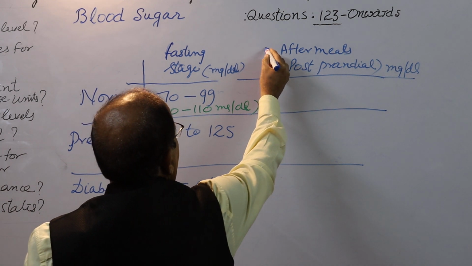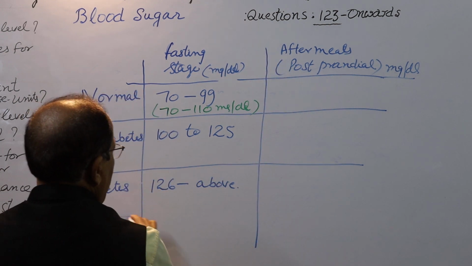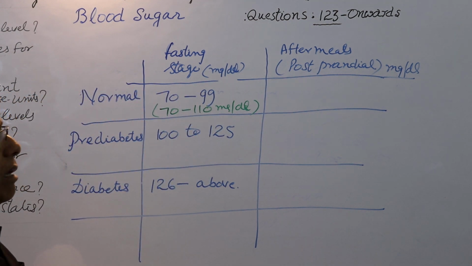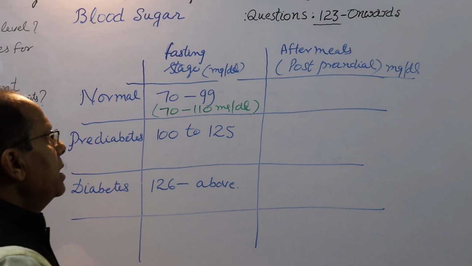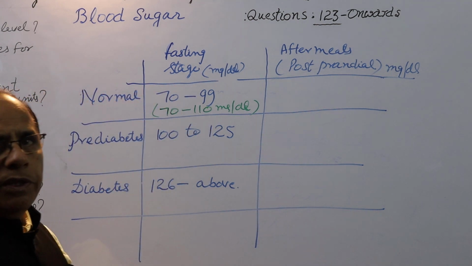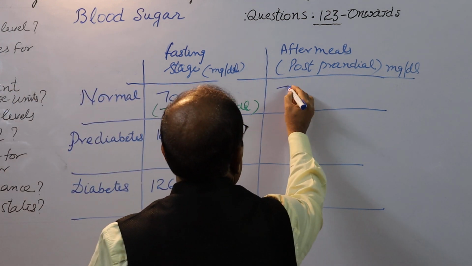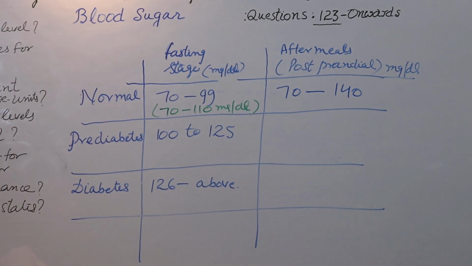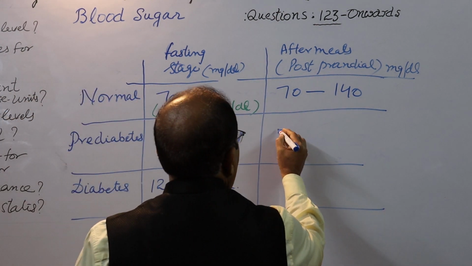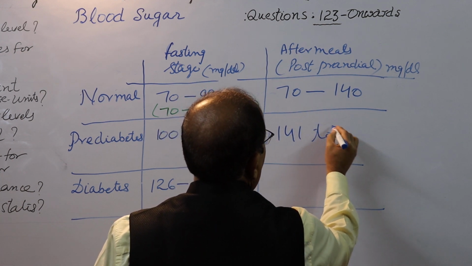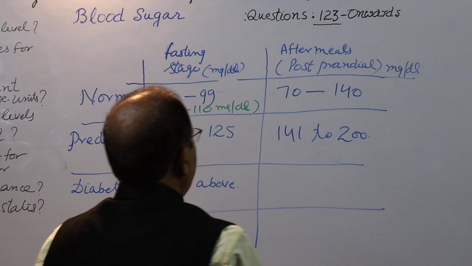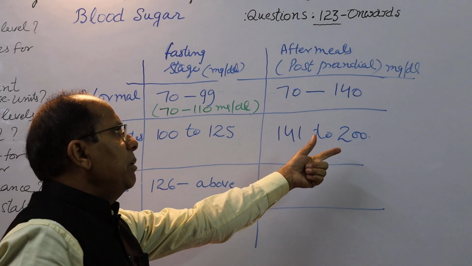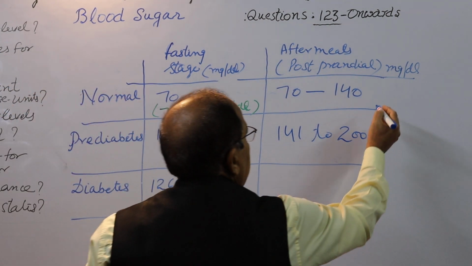Now regarding after meals, what are the limits for after meals? Suppose we measure blood sugar around 2 hours after taking meals, then the range is considered normal if it is within 70 to 140. Now regarding pre-diabetes, it's from 141 to 200. It means if a person after meals crosses the limit of 140, 141 onwards up to 200 milligrams per deciliter, that is pre-diabetes.